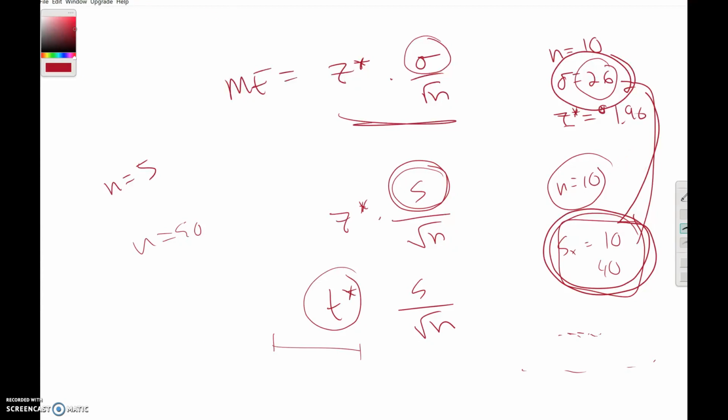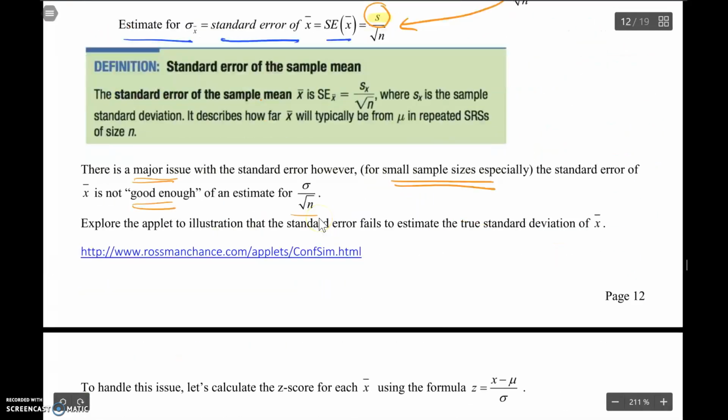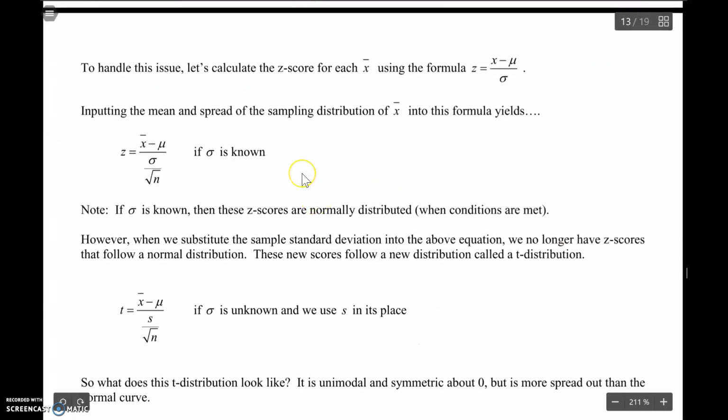Let's get into the nuts and bolts. All right, I need to modify the notes. In class this confuses kids, but real quickly, don't worry too much about this.